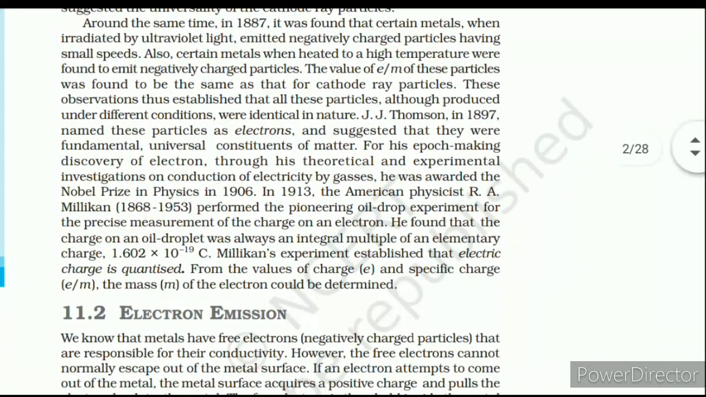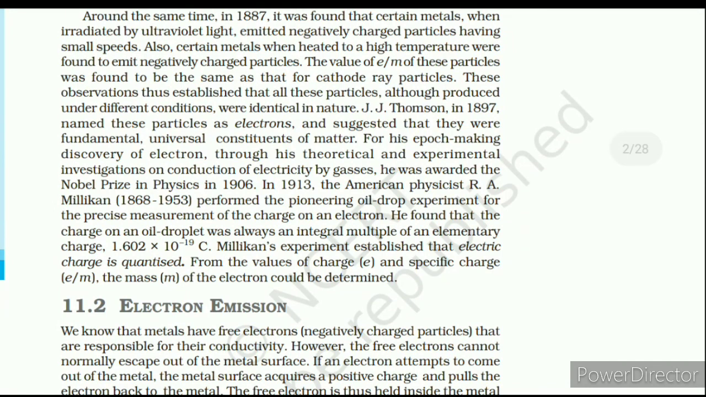Around the same time, in 1887, it was found that certain metals, when irradiated by ultraviolet light, emitted negatively charged particles having small speeds. Also, certain metals, when heated to a high temperature, were found to emit negatively charged particles. The value of e/m of these particles was found to be the same as that for cathode ray particles. These observations thus established that all these particles, although produced under different conditions, were identical in nature.